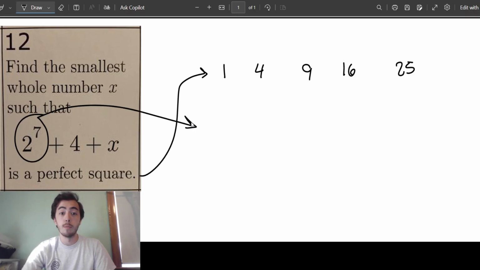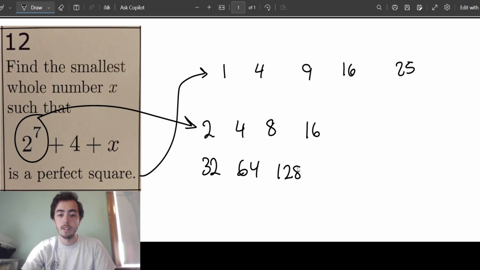Let's figure out what 2 to the power of 7 is. We can just count by our powers of 2. 2 to the power of 1 is 2. 2 squared is 4. And then the exponent now will be 3, 4, 5, 6, and 7. Adding on the 4, we're going to get 132.